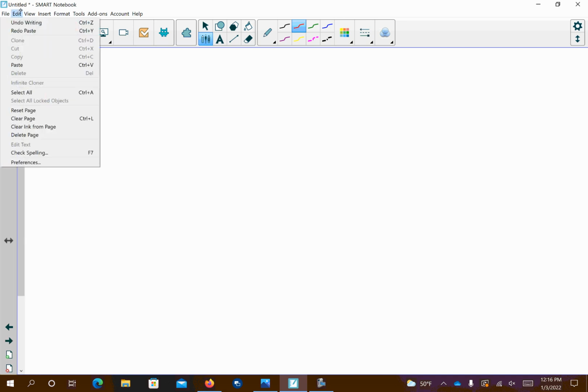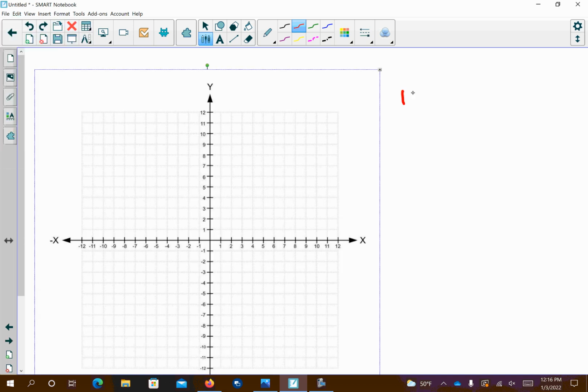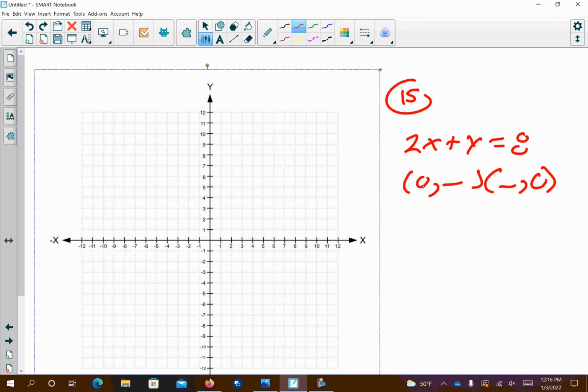Number 15, paste. We have 2x plus y equals 8. Cover method, 0 comma blank, blank comma 0. So that's the x value, so 0, 8 is up here. And then that's a y value, so 2 times what number gives me 8? That'd be 4, so 4, 0. Again, it's a solid line because we are using equal signs.